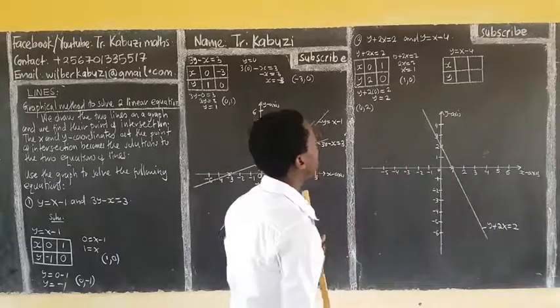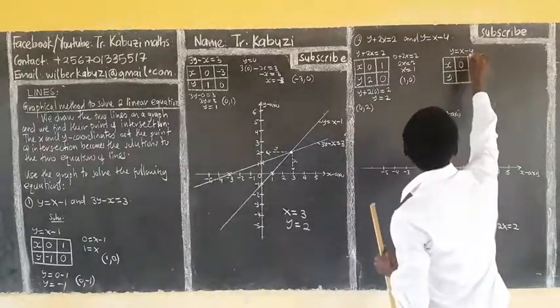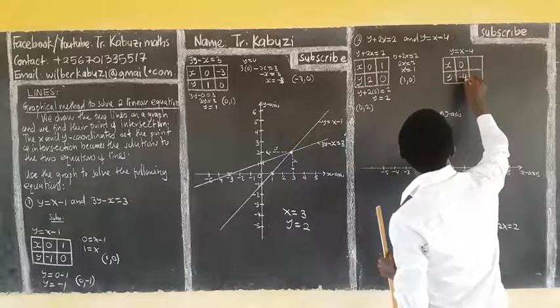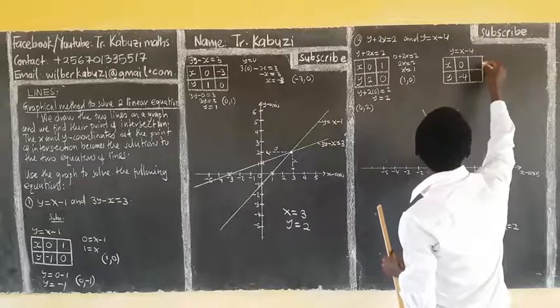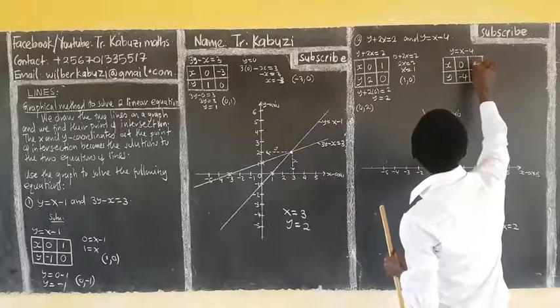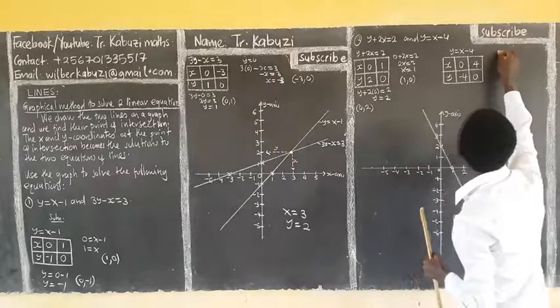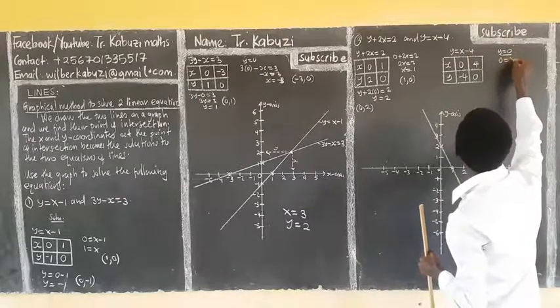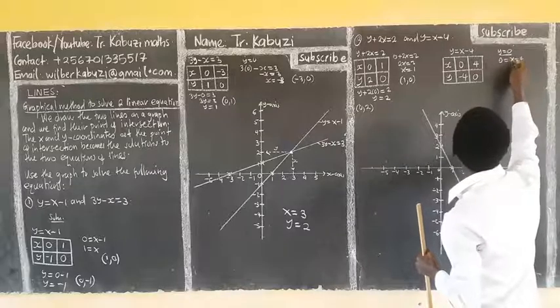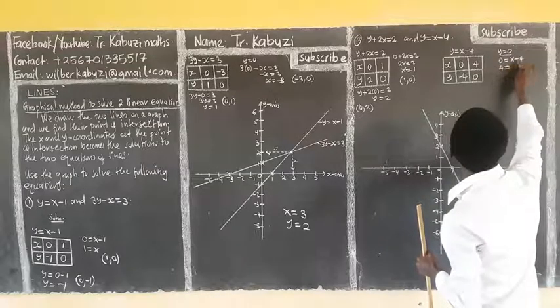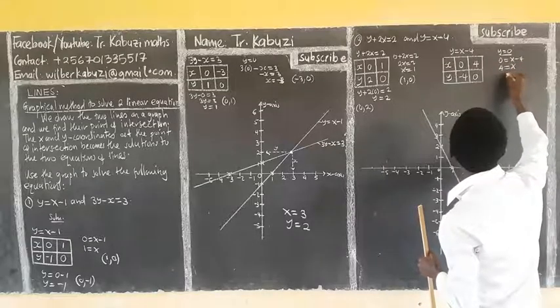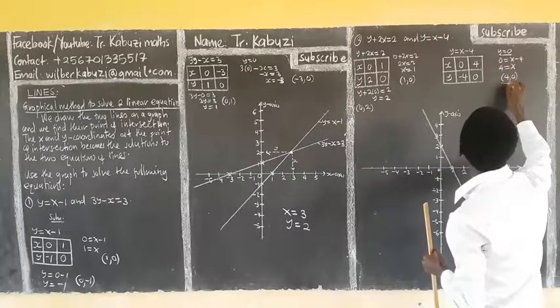Then I come to the next one. When x is 0, I put 0 here, and I have y equals 0 minus 4, which will be negative 4. Then when y is 0, my x will be 4. How? When y is 0, you say I have 0 equals x minus 4. Take the 4 to the other side. When it crosses the equals sign, the sign becomes positive. So the point is 4, 0; we read the x, then the y.